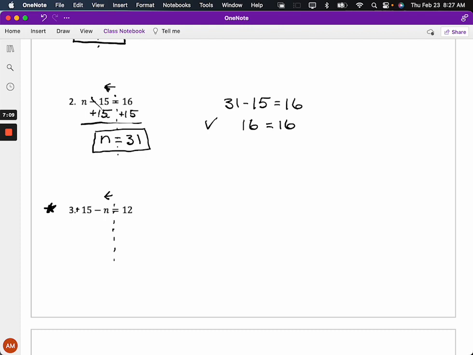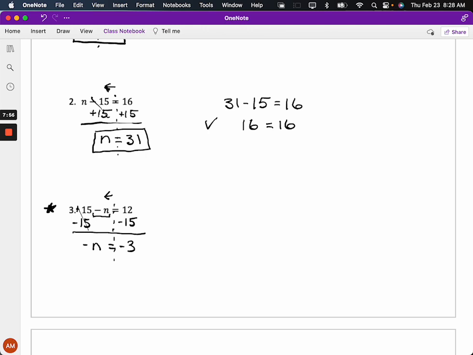When I start on this side, I want to get rid of the 15. Now be careful. The negative sign here goes with the n. That is a negative n. The 15 is just a 15, which means it's a positive 15. So I'm going to have to subtract 15 in order to get rid of that positive 15 there. So that cancels out, and I have to do the same thing on both sides. 12 minus 15 gives me negative 3. Because if I have 12 and I'm taking away 15, it means I'm going 3 less than 0. And then on this side now, I still have a negative n.